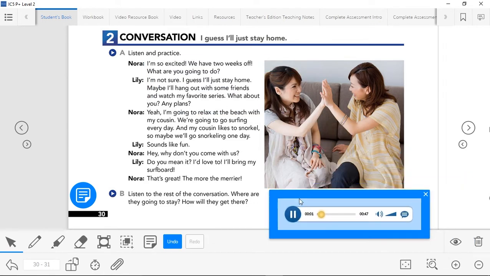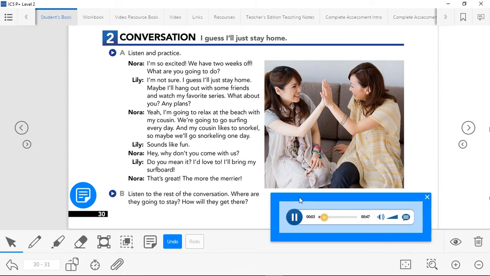Page 30, Exercise 2, Part B. Listen to the rest of the conversation. Where are they going to stay? How will they get there?